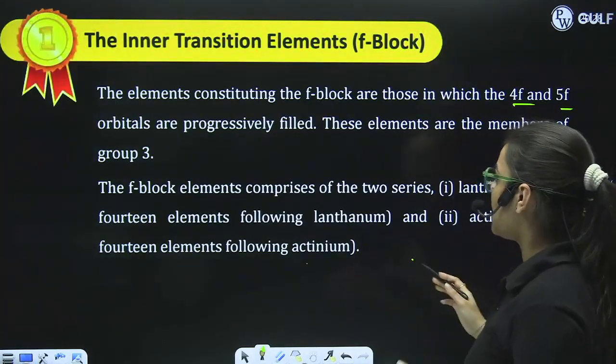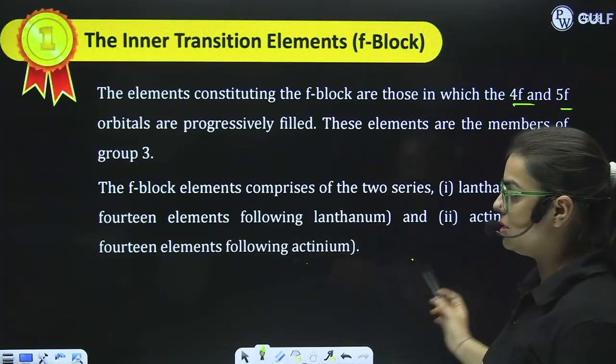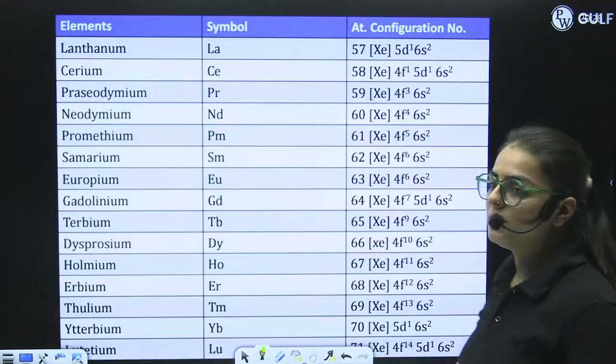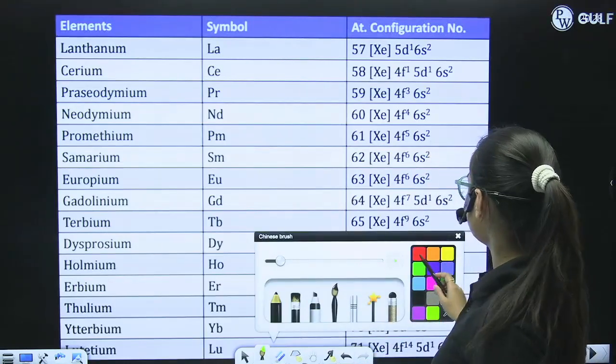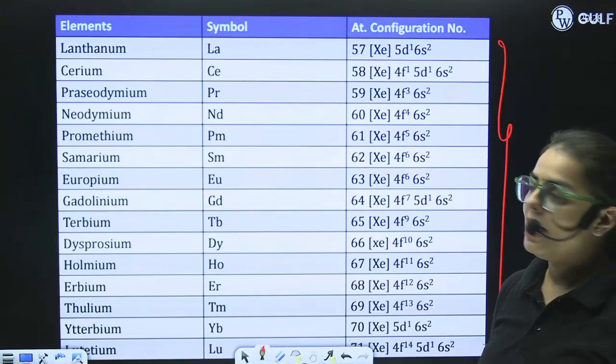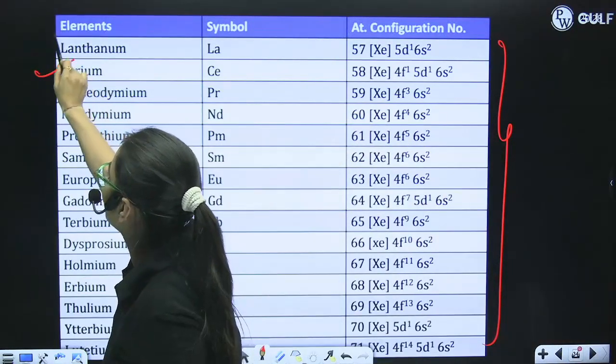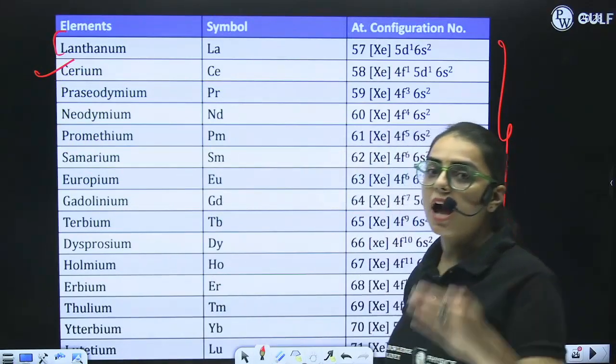So the f block elements comprise two series: the lanthanoid series, which contains 14 elements, and the actinoid series, right? So total elements they can ask you. Now here is the lanthanoid series, you can clearly see, and their electronic configurations are also mentioned over here. Last electron enters into the f subshell. So from cerium it is going to start. This lanthanum basically is a d block element, after which it starts.